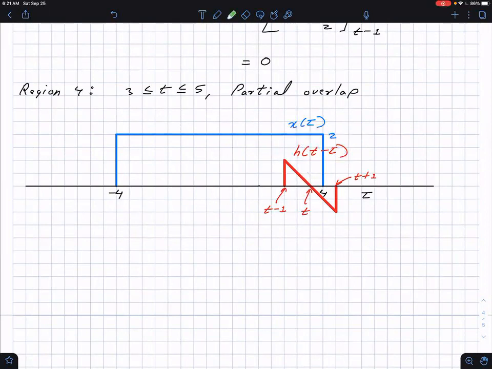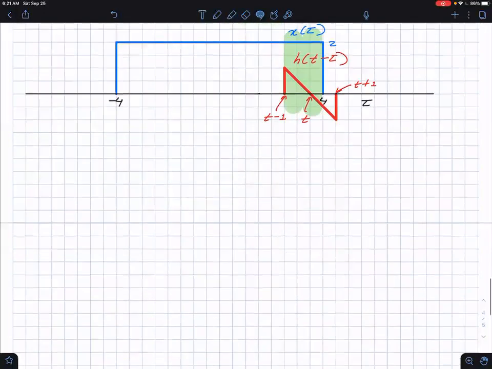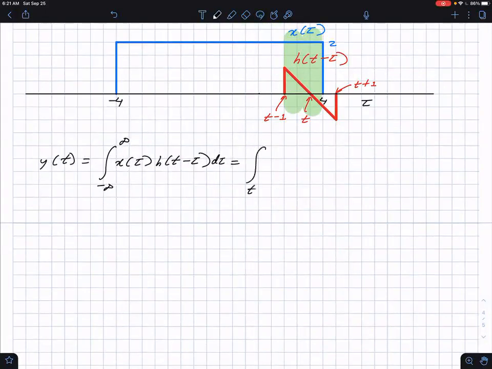And again, we'll shade the overlapping section. So now the overlap begins at this point, which is t minus 1, and it ends at this point, which is 4. So our integral limits this time are going to be t minus 1 and 4.